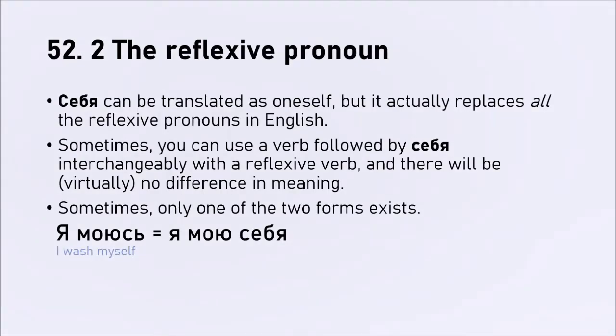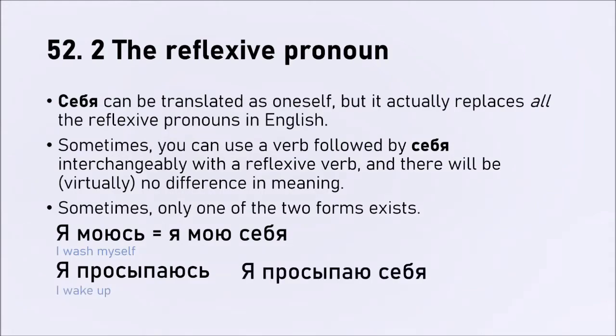However, if we take another reflexive verb, for example, to wake up, if we conjugate that, it will be я просыпаюсь. Я просыпаюсь. You cannot say я просыпаю себя. No, no, no, that does not exist. I can't explain to you why, that's just not a thing. You have to remember that просыпаюсь is a verb that is always reflexive and it cannot take on any pronouns.